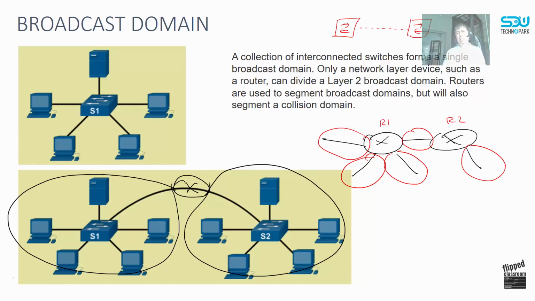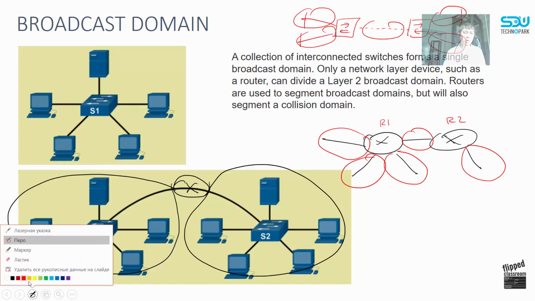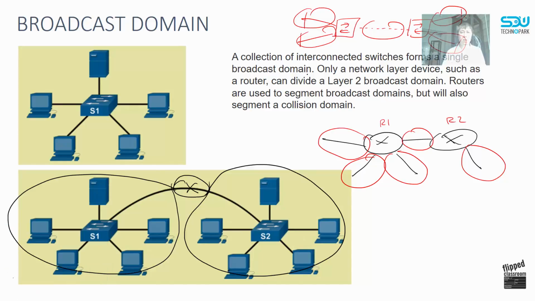And if you are asked how many collision domains you have, 1, 2, 3, 4, and 5. But if you are asked to calculate how many broadcast domains you have in this topology, then it will be only 1. So we have here 5 collision domains and 1 broadcast domain.